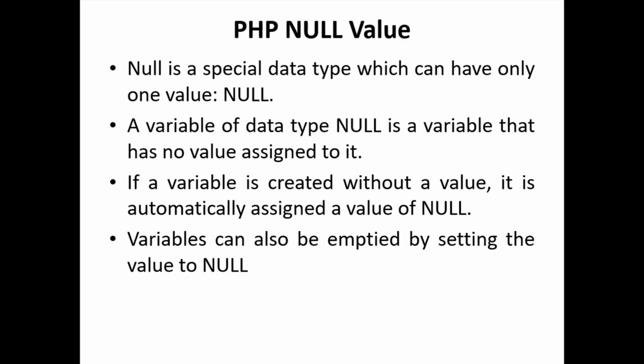And what is that particular value? It is the null value. A variable of data type null is a variable that has no value assigned to it. So if you declare a variable of null data type, that is a variable which has no value assigned to it.